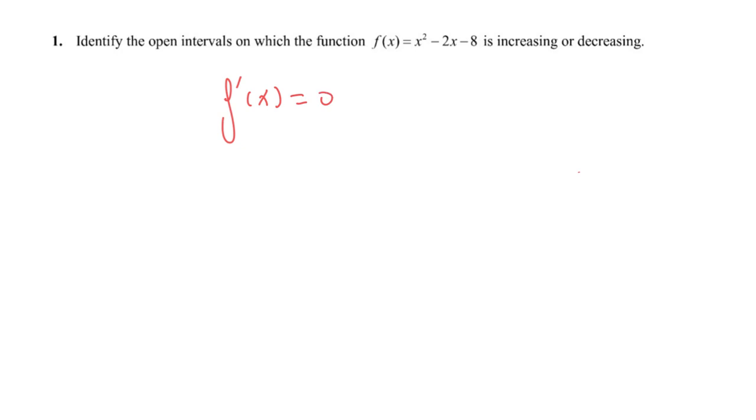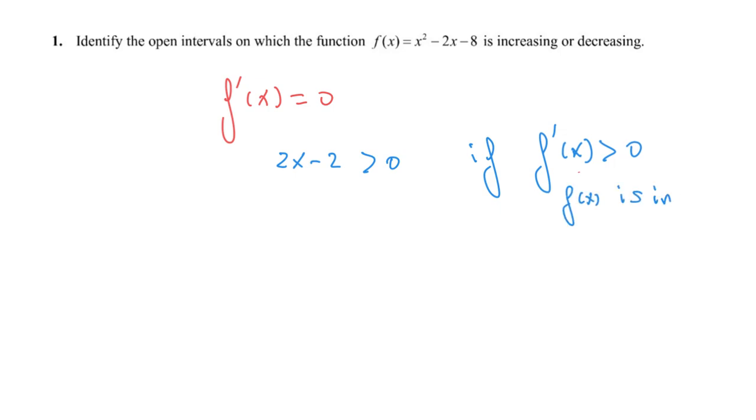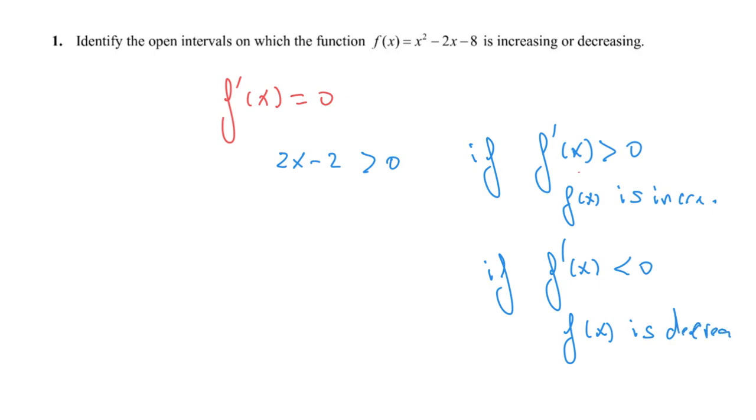And what is the derivative of the function? The derivative of the function is 2x minus 2, and it should be greater than 0 if we want the function f of x to be increasing. And if we want to find the interval where f prime of x is negative, what we want to find is the interval where the function is decreasing. And how will we find this interval? Well, the derivative is 2x minus 2.